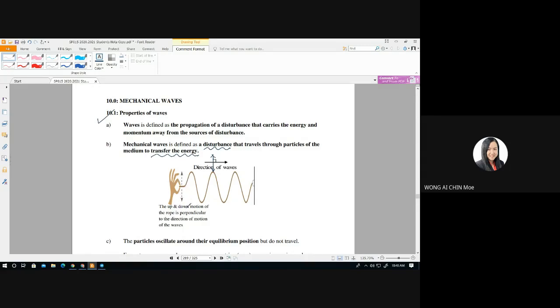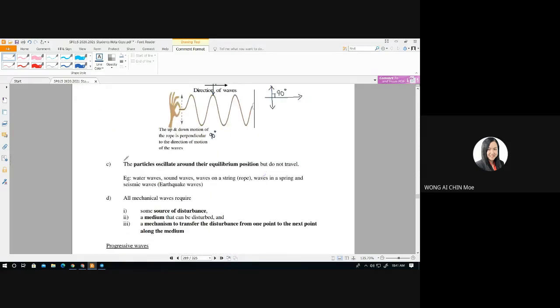Okay, so the up and down motion of the rope is perpendicular, or 90 degrees, to the direction of the motion of the wave. So if your wave is horizontal and your motion is up and down, the motion of the particles and the direction of the wave are always perpendicular to each other. Okay, next, the particles oscillate around their equilibrium position but do not travel.